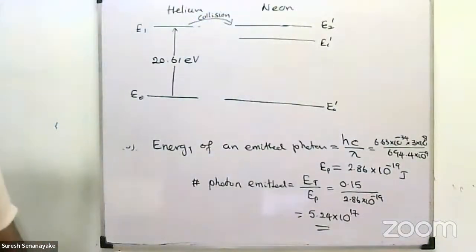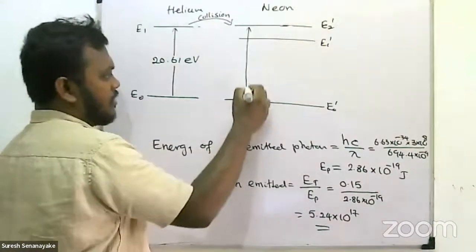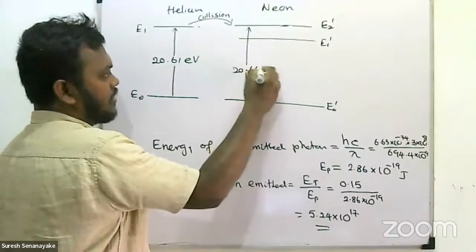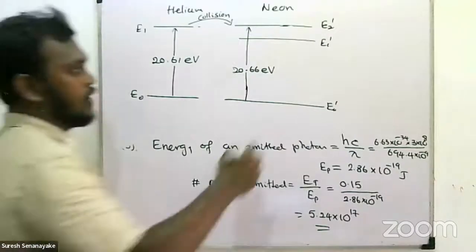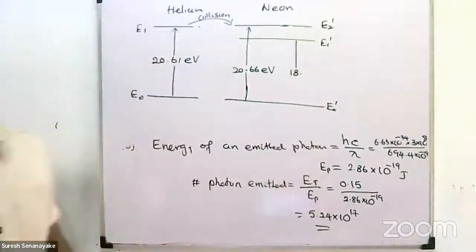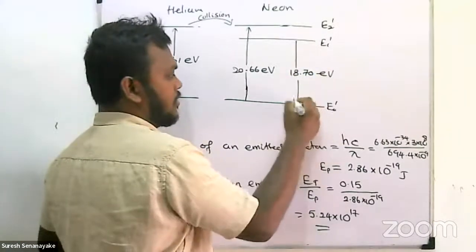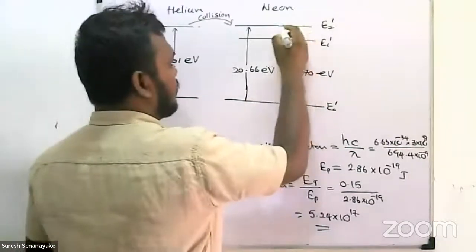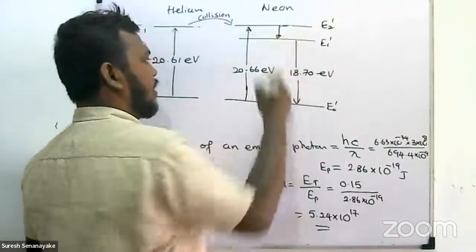The energy corresponding to the transition from ground state to this level in helium is 20.66 electron volts, and this is 18.70 electron volts. The transition between these two can also happen, and you can calculate that energy.